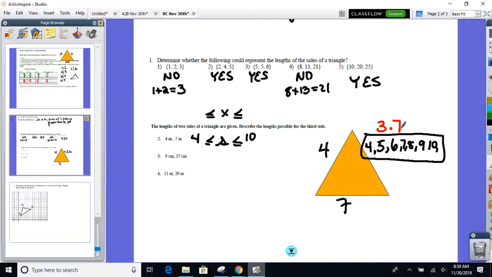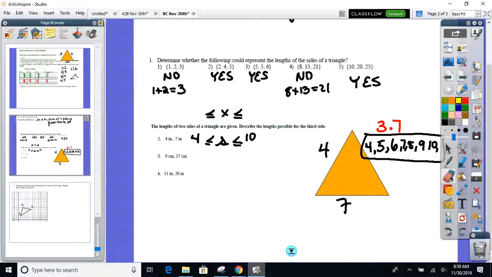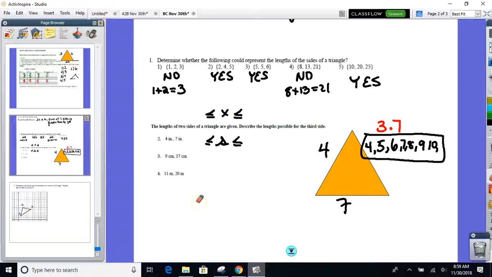No, that's not there. So I need to adjust something here, because I have 3.7. You told me it works, but it's not in between my inequality here. So I need to adjust that inequality somehow so every possible side length is included.